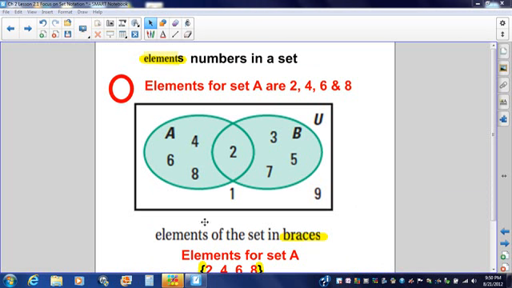I'm going to ask that you draw the rectangle and the 2 ovals along with the letter A, the letter B, the letter U, and all the numbers. Basically, copy this picture into your notes. Copy this picture into your notes.